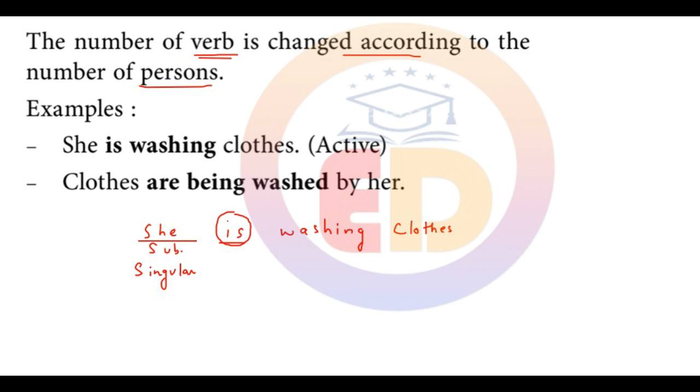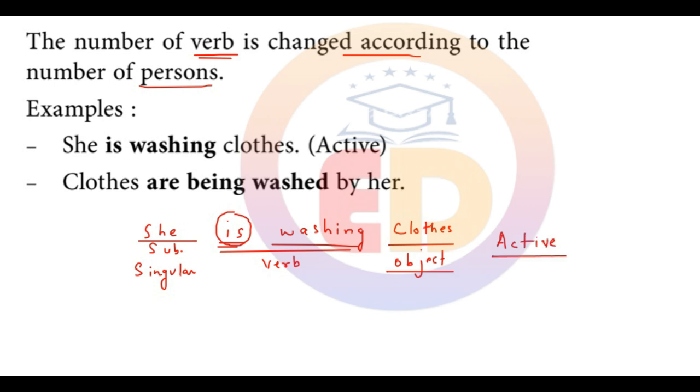So here the verb is "is", because our subject is singular, verb भी हमने singular लिया है, यहाँ पर R नहीं है. she के साथ R हम नहीं लगा सकते, she के साथ हमें singular form is लगाना होगा. Washing is my verb, so together both of them will be the action part or the verb part. Clothes is the object. This is the active voice because she is performing the action, subject is performing the action.